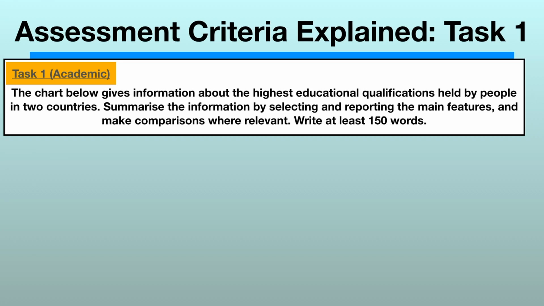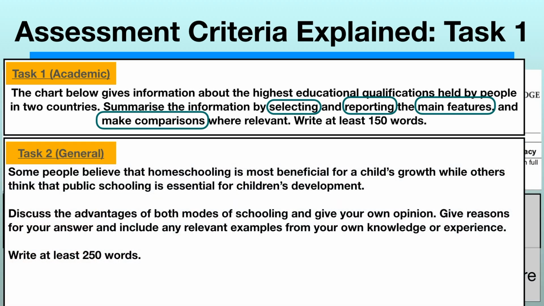In this question, there are 4 keywords: selecting, reporting, main features, and make comparisons. A common mistake a lot of students make is to only report every detail they saw and fail to select what should be considered as main features with the use of comparisons. If the question is a lengthy one, then test takers may need to pay more attention as there are probably more keywords to keep in mind.